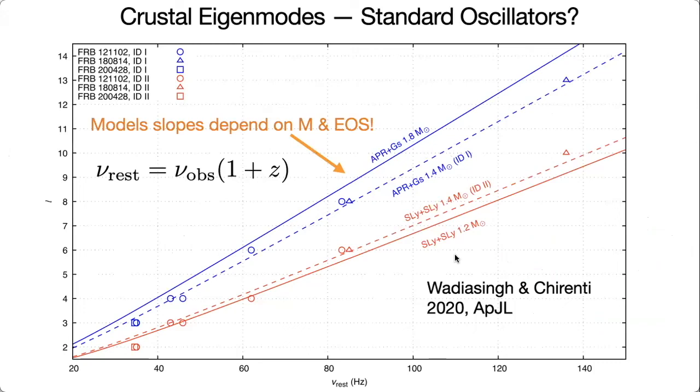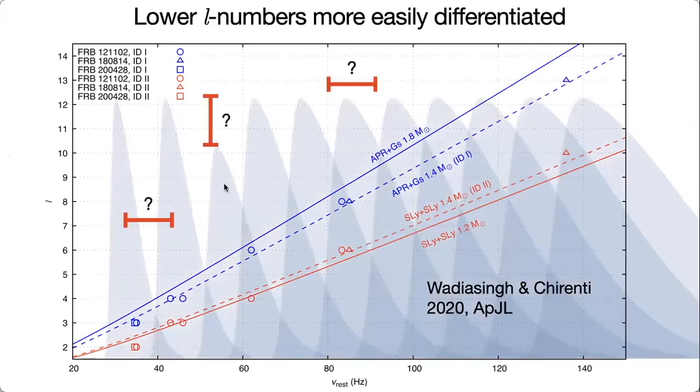Different lines here are different models for the equation of state in the core and the crust. Note that for extragalactic FRBs, you have to correct for the redshift. Systematics in clusters or islands of such waiting times or QPOs will blur the distinction between these eigenmodes. However, the low L eigenmode should be more easily distinguishable by future large samples of these FRB trains or QPOs.